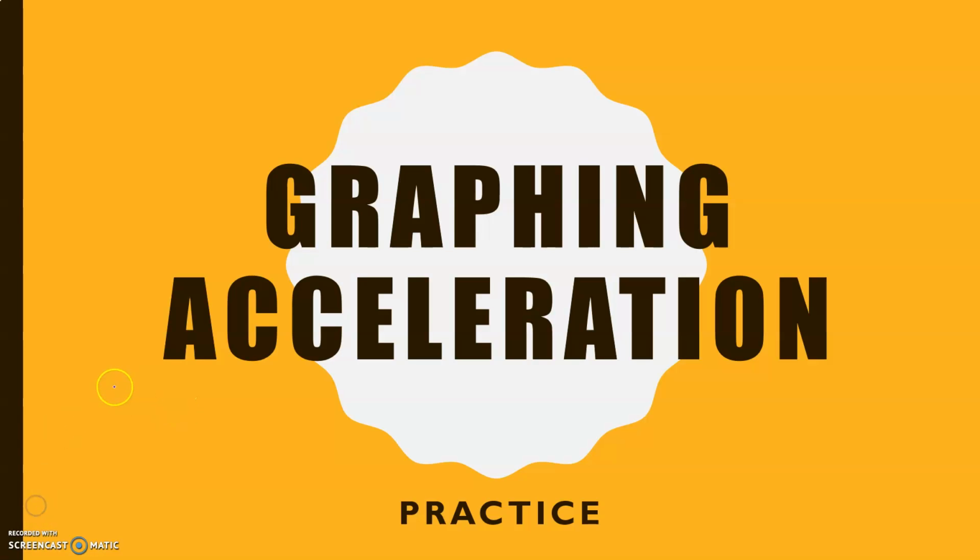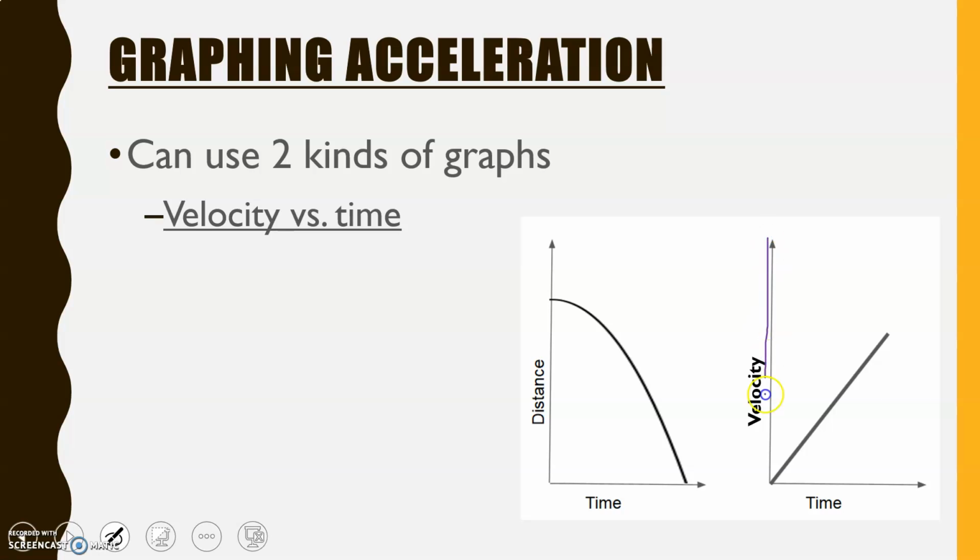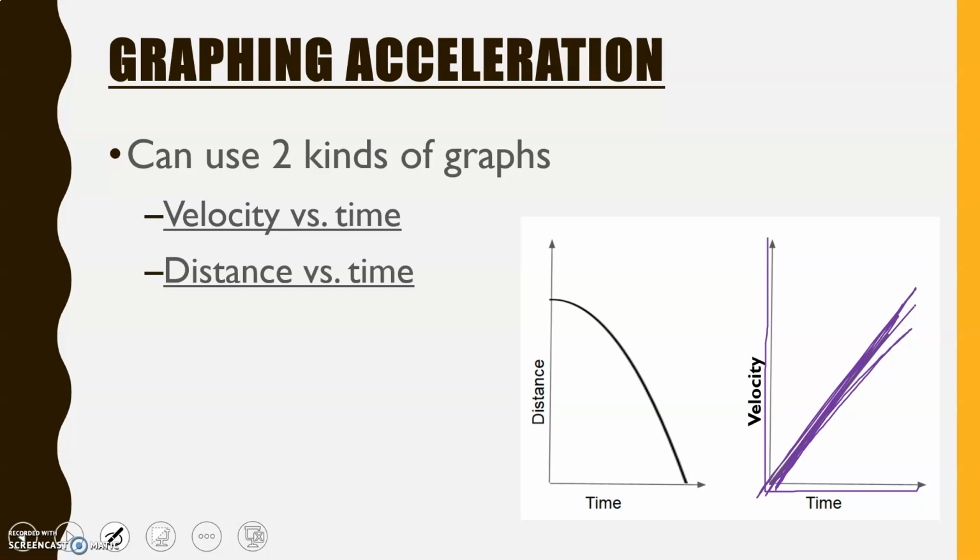Hey, we're going to look at graphing acceleration and looking at a couple of practice problems, calculating slope, all that good stuff. So let's get started. When we are graphing acceleration, there are two different kinds of graphs that we can look at. The one that you should be familiar with is a velocity versus time graph. Here on the right hand side is our velocity versus time graph. And as you can see, this line is a straight line, meaning it's some sort of constant increase in velocity.